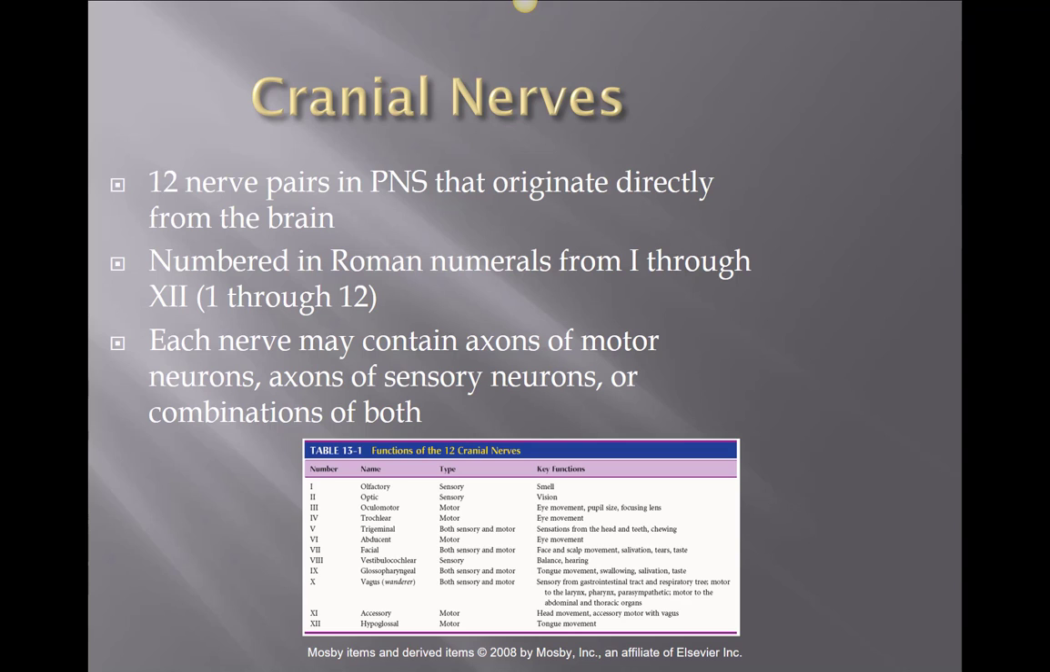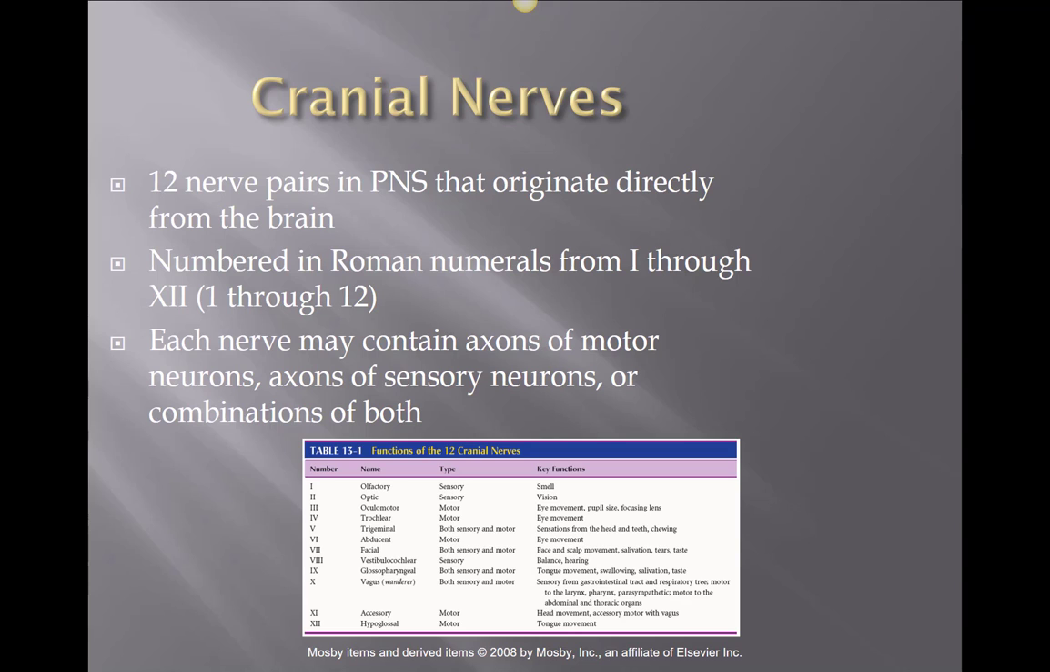Brother, which is both, for facial. Said, which is sensory, for vestibulocochlear. Bad, both, for glossopharyngeal. Business, which is once again a B, for both, for the vagus. And then my, which is motor, for spinal accessory. Man, for hypoglossal, for motor.